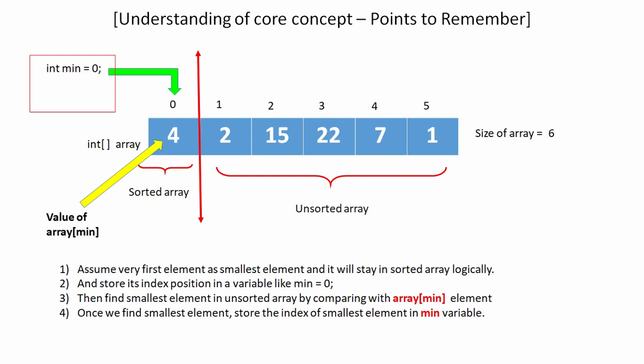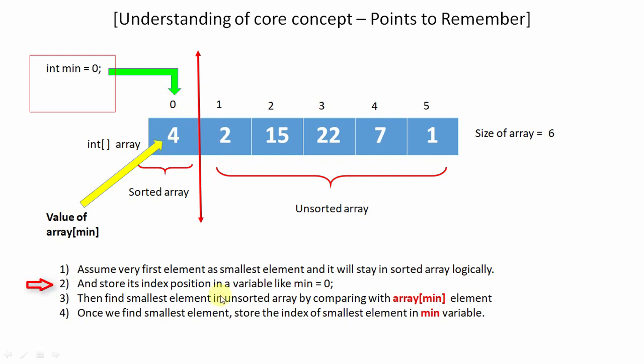Okay, now the second point, we have to store the index position of this element. So we have created a variable min and we have stored its index position. That means we have assumed that 4 is our smallest element and its index is stored here in the min variable. So we are using the min variable to store the index of the smallest element. Now as you can see, array[min], if you want to get the value at index 0, you have to use this notation. So you will get the value 4 at index 0.